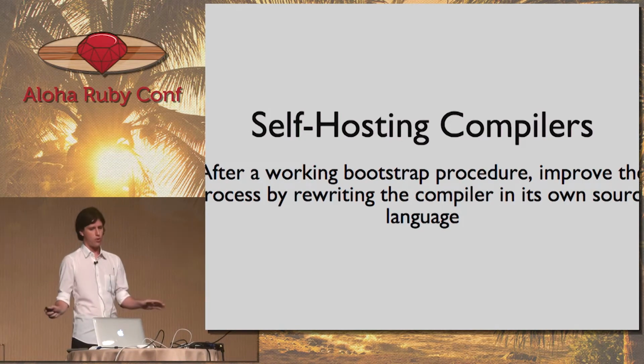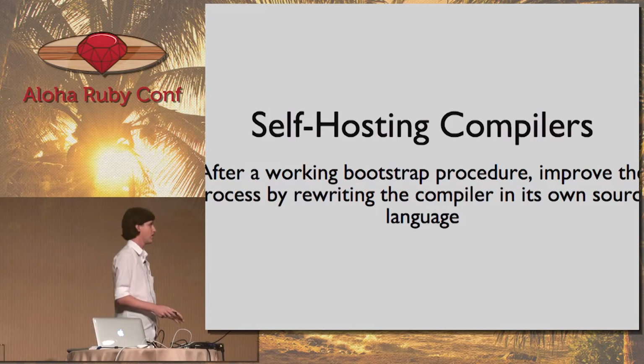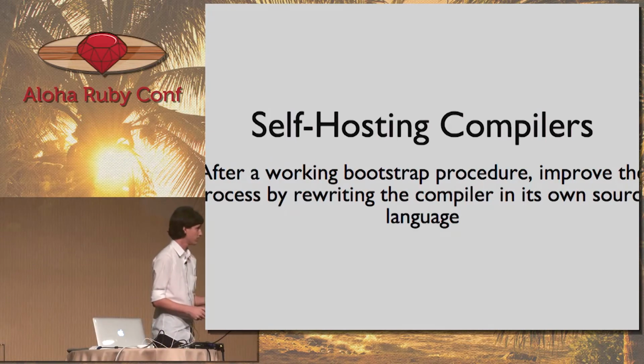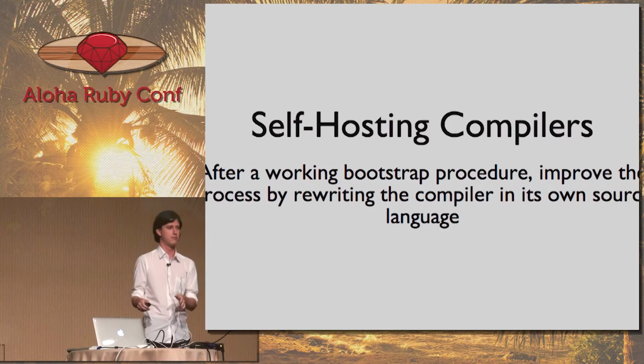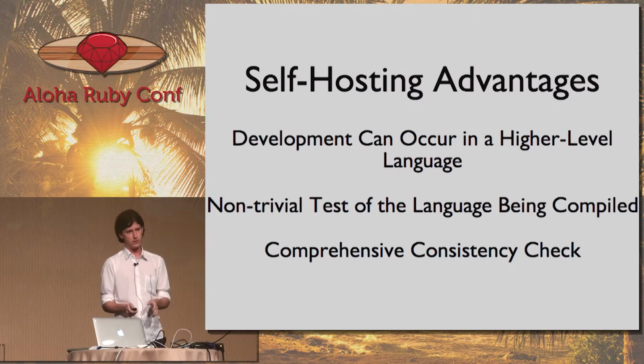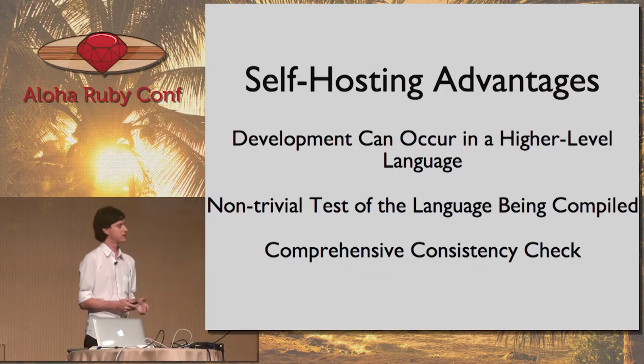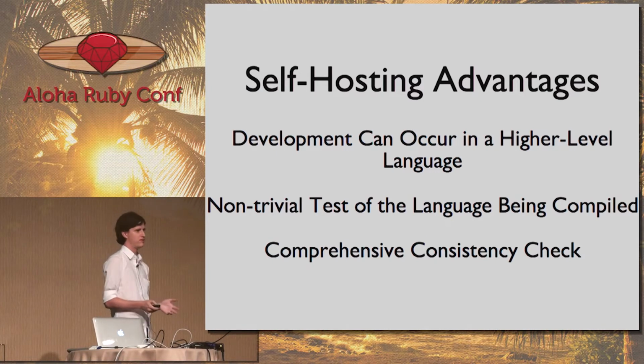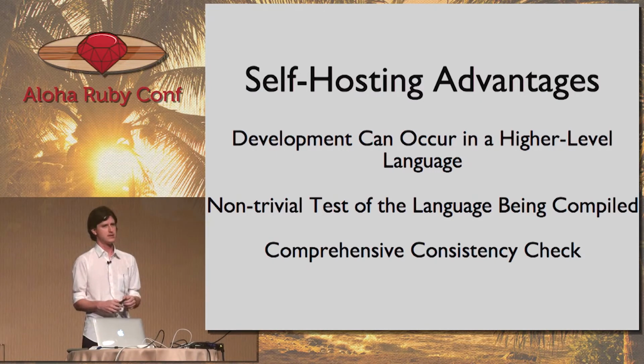And so finally, you get to the holy grail of compilers here, a self-hosting compiler. This is where, after this working bootstrap procedure, we can improve the process a few times, or maybe many times, and finally get a compiler. We can rewrite the compiler in its own source language. There are huge advantages here. The example of this, which we'll dive into a little more in a second, is LLVM.